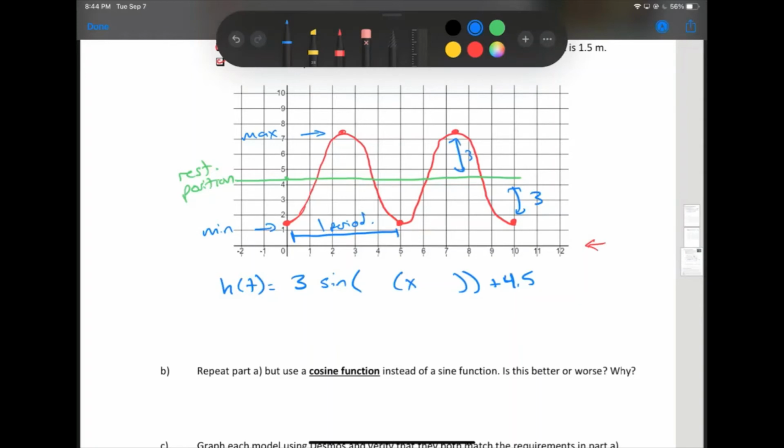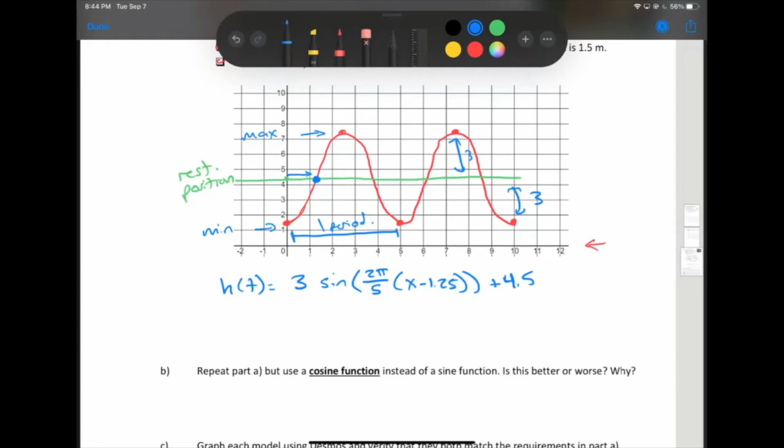Our phase shift. Sine would normally be starting at the midway point at the rest position and heading up. So that means that this has moved over halfway between 0 and 2.5. So that's actually going to be 1.25 to the right. So this will be minus 1.25. And now the period. The period is always just going to be 2 pi. The k value is going to be 2 pi over the period. So it's 2 pi over 5. Okay, I think that's our formula.